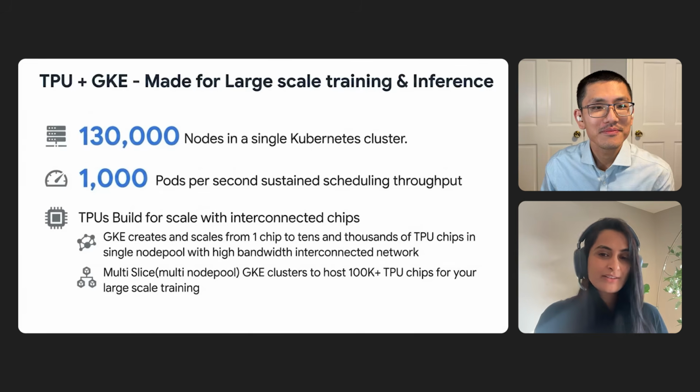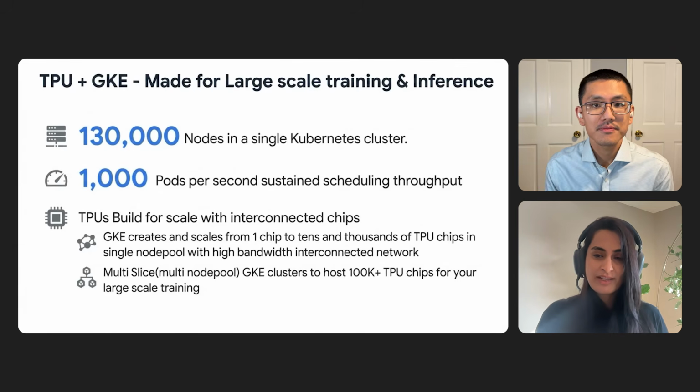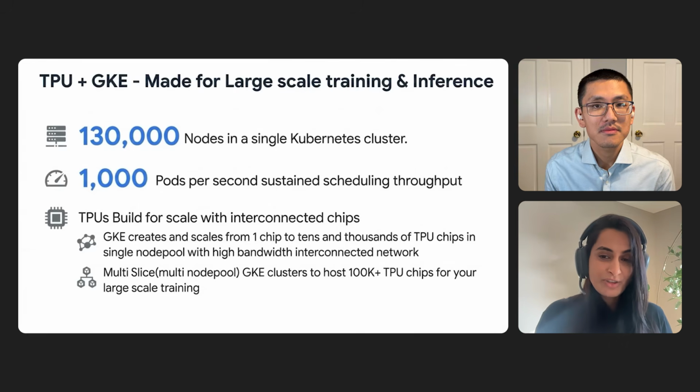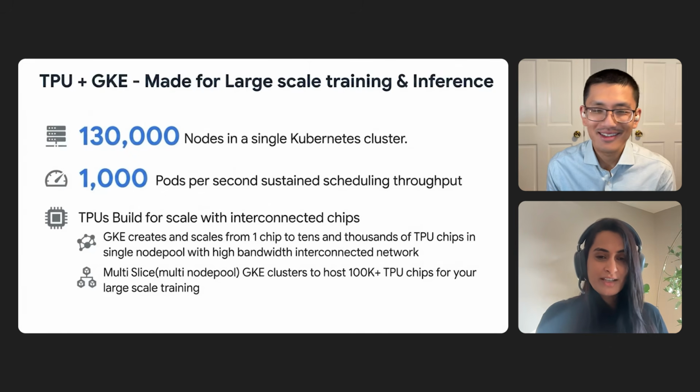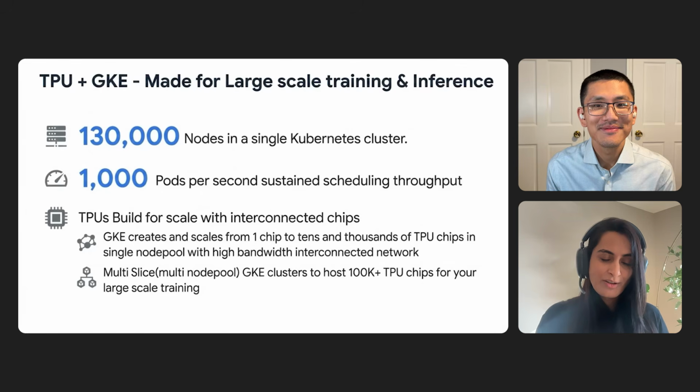GKE handles the complexity of atomic multi-site recovery and automated ICI health checks, ensuring that 50K-plus chips can run productively instead of stalling on individual node failures. We support about 130K nodes in a single cluster and about 1,000 pods per second of sustained scheduling throughput. That together means you can scale all the way from one chip to tens of thousands of TPU chips efficiently on GKE. That is wild. Yes, it is. 100,000 nodes.